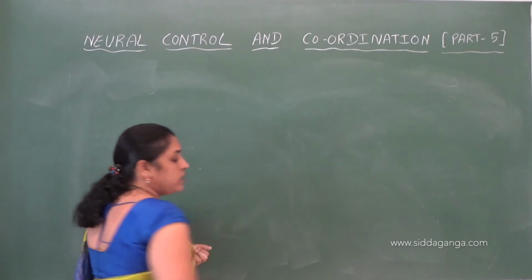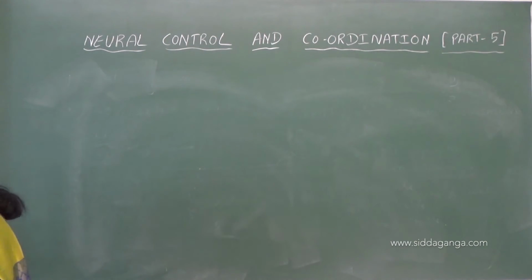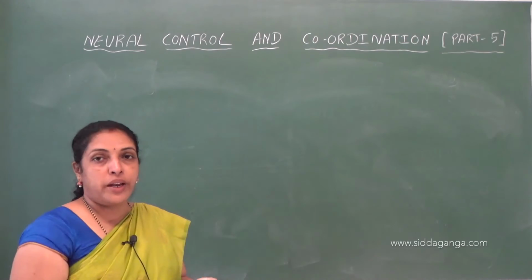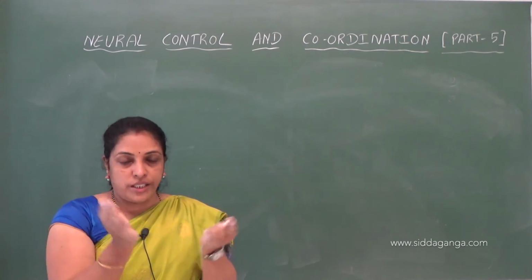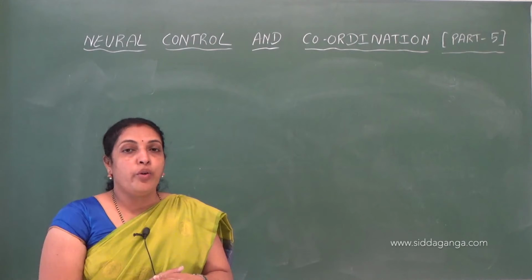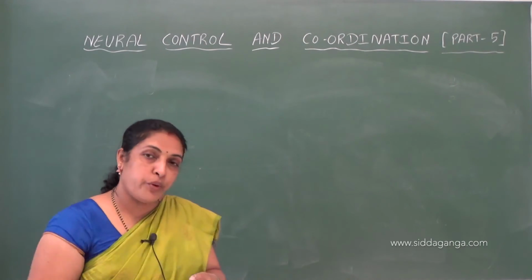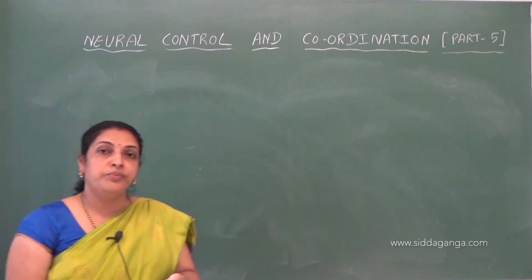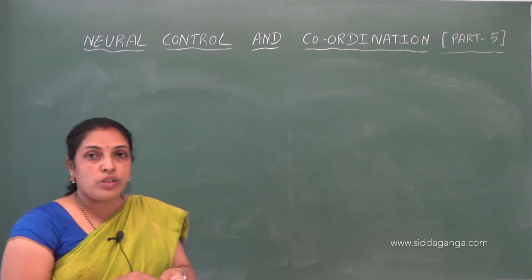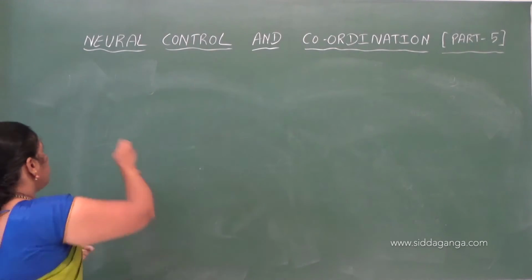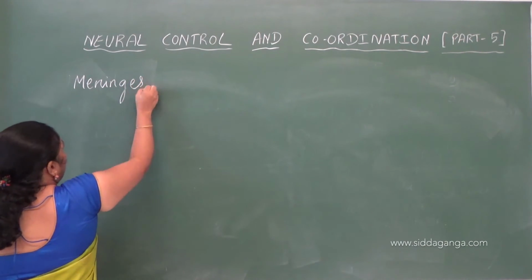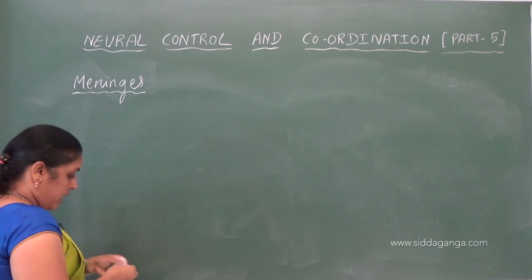Then we will discuss meninges. So, we know that the central nervous system consists of brain and spinal cord. The brain is protected in the brain box called cranium. The spinal cord is protected in the vertebral column. The brain and spinal cord are also protected by meninges. Meninges are nothing but protective covers.